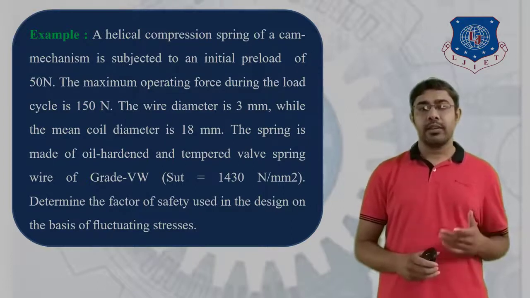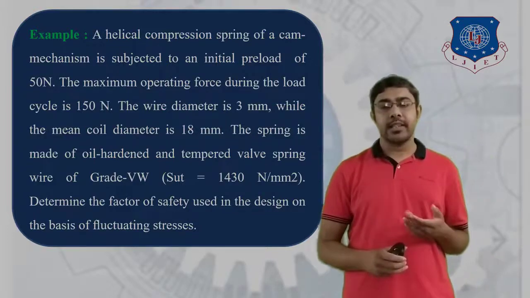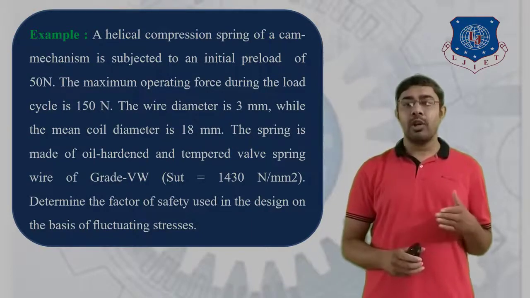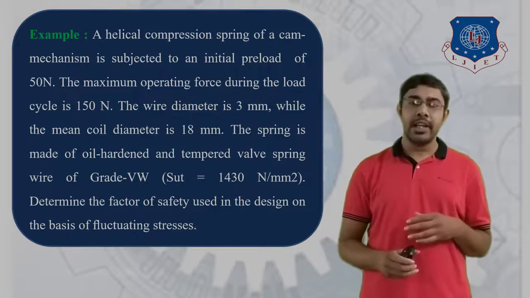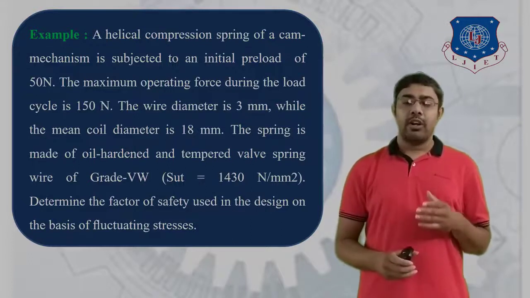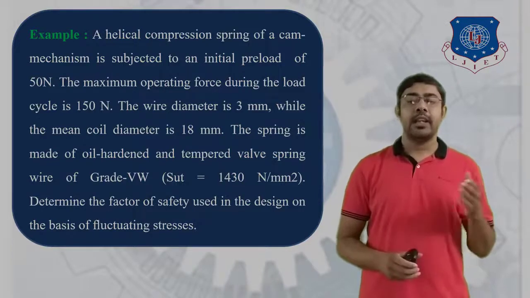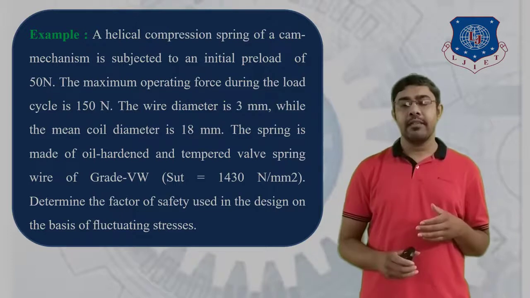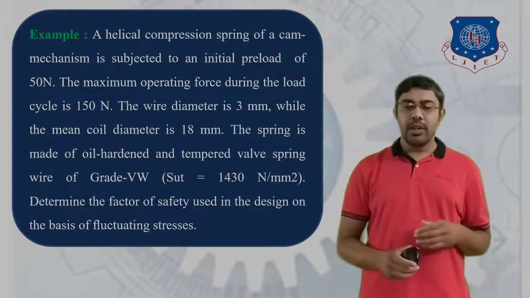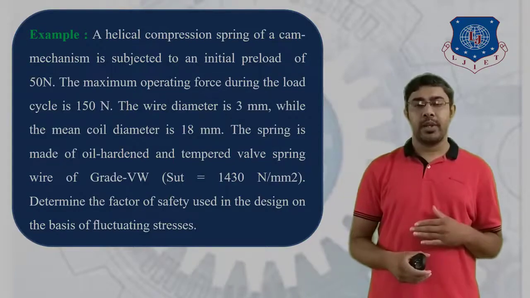So here is the case of fluctuating load, and the wire diameter, small d, is given as 3 mm, while the mean coil diameter, capital D, is 18 mm. The spring is made of oil hardened and tempered wire of grade VW, and the Sut value of the wire is given as 1430 Newton per mm square. Determine the factor of safety used in the design on the basis of fluctuating stresses.